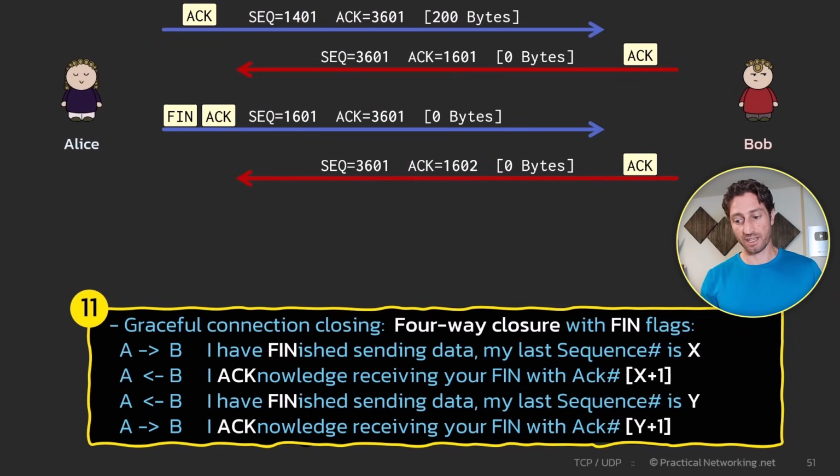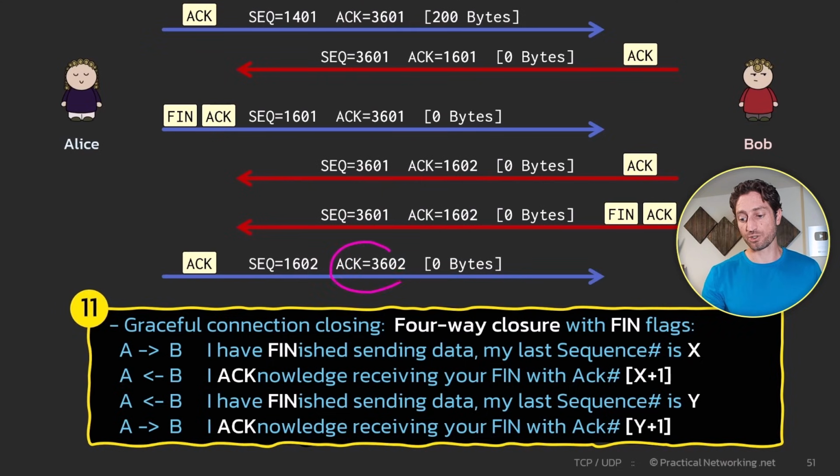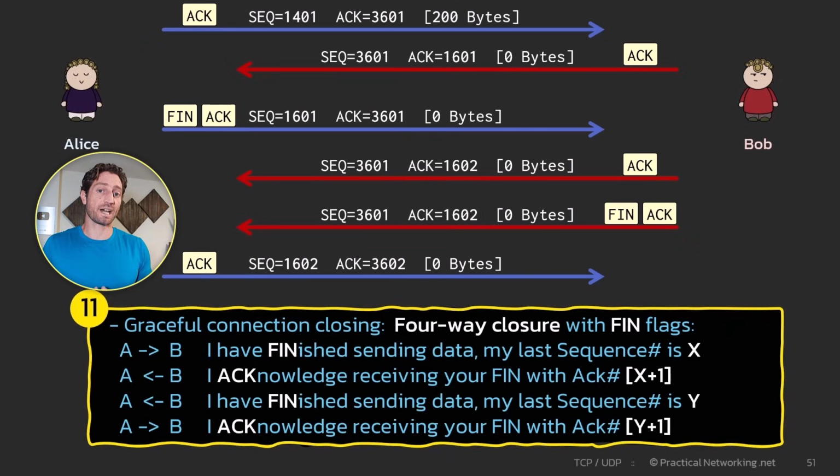Alice's X in this case was 1601, and therefore Bob is going to acknowledge receiving 1601 and the FIN flag by sending 1602. Then Bob is going to close the connection from his side. He's going to say, I have finished sending data. My final sequence number is going to be 3601, and then Alice will confirm receiving that by acknowledging with 3602. Now, some of you might be asking yourself, how come Bob didn't just include the FIN flag there?